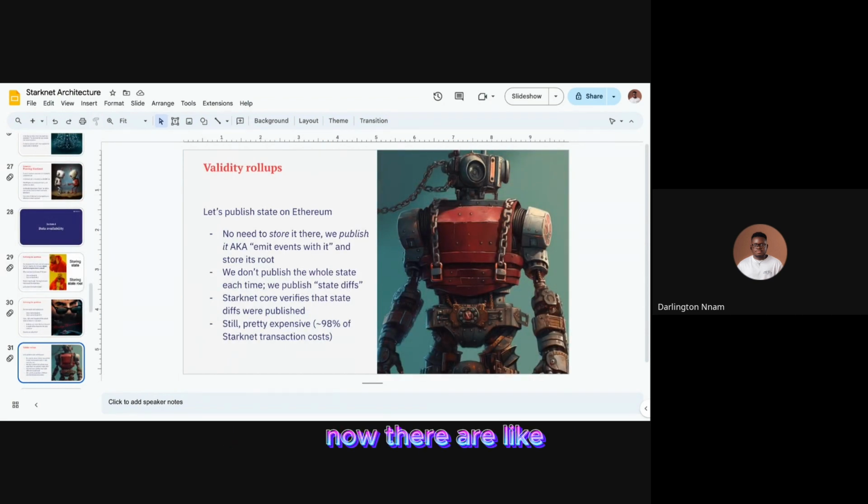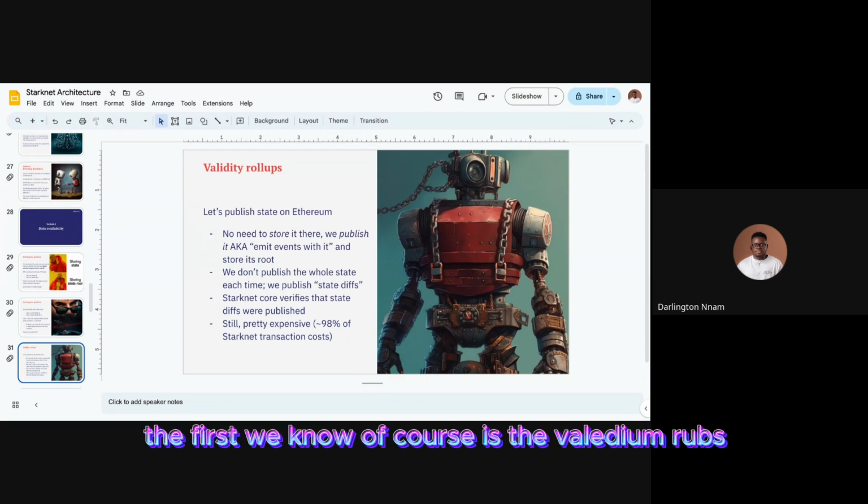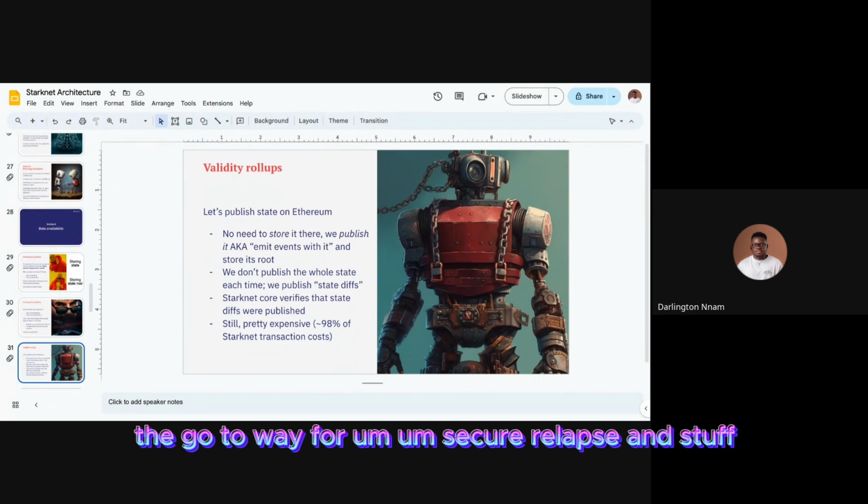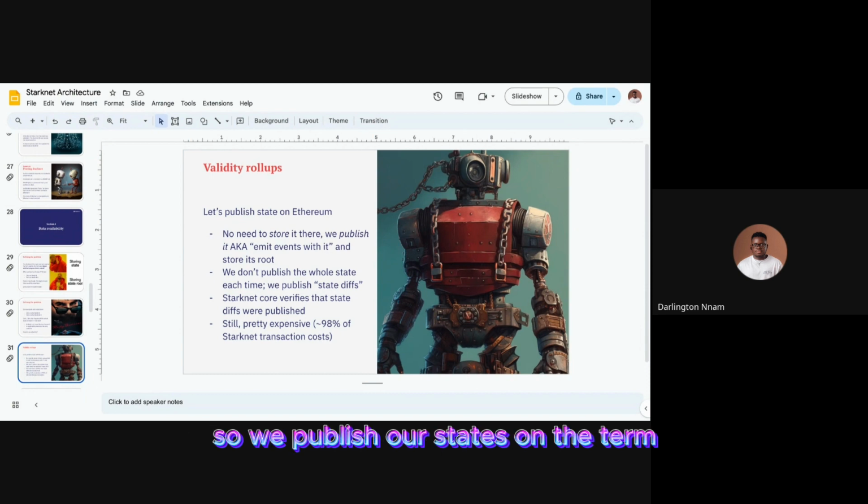Now, there are three approaches to solving this problem. The first we know, of course, is the validity rollups. Then we have Validium, and we have Volition, which is the route Starknet plans to take. So validity rollups is what we are basically used to, the go-to way for ZK rollups and stuff. In this case, we are depending on Ethereum, so we publish our states on Ethereum.